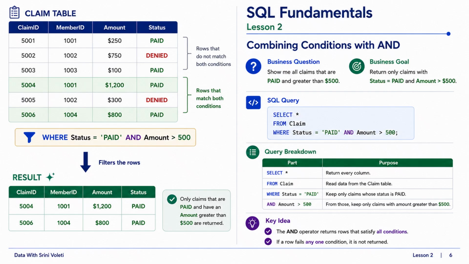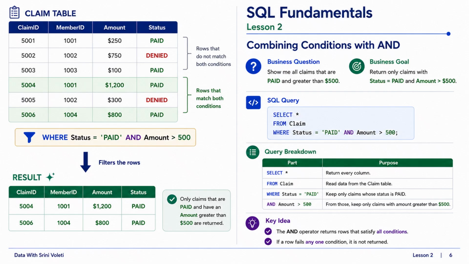Now let's take a look at the SQL statement. Select star from claim where status is equal to paid and amount is greater than 500. The query follows the same structure we have been using. The select statement tells SQL to return every column. The from clause identifies the table to search. The where clause specifies the first condition and the second condition, joined by the AND operator, another condition that must also be true.